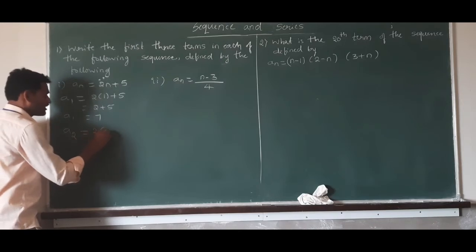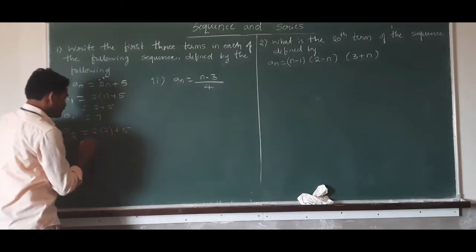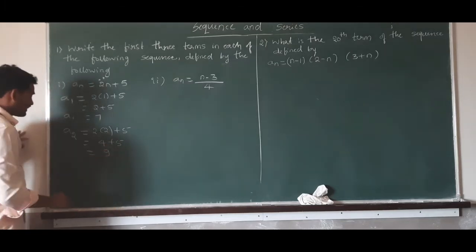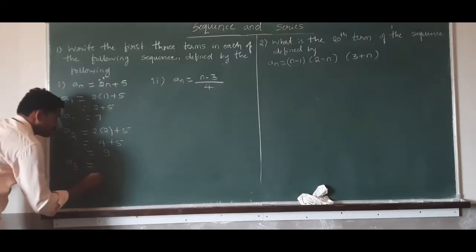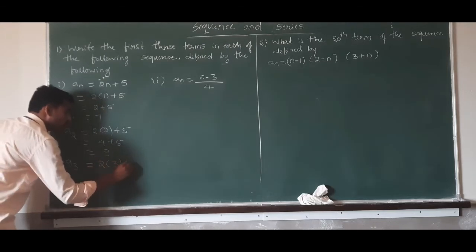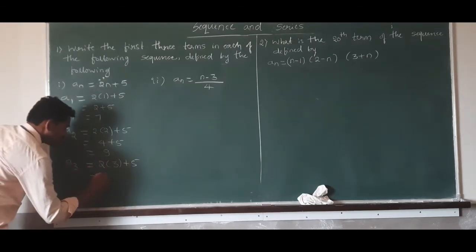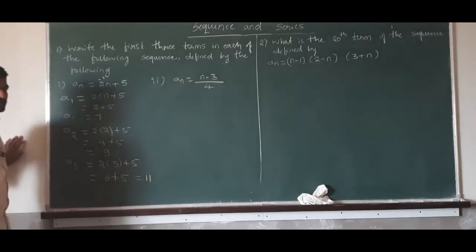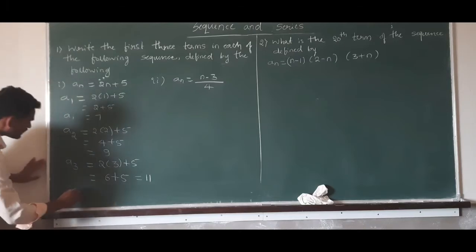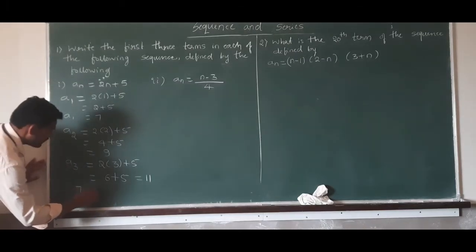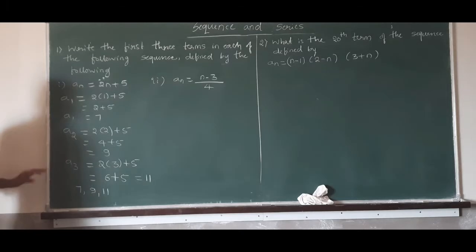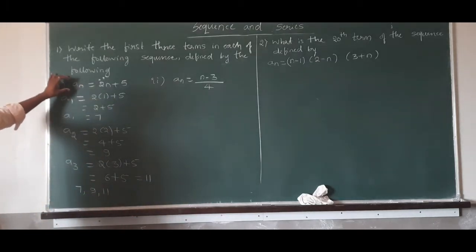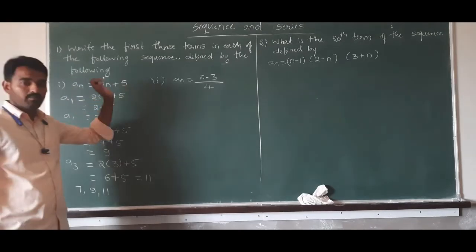We have to put the n value as 2. 2 into 2 plus 5 is equal to 2 into 4, 4 plus 5 is equal to 9. And the third one is a3 is equal to 2 into 3 plus 5, so is equal to 2 into 3 is 6, plus 5 is equal to 11. So the first three terms of the given sequence are 7, 9 and 11. The general form is an is equal to 2n plus 5.